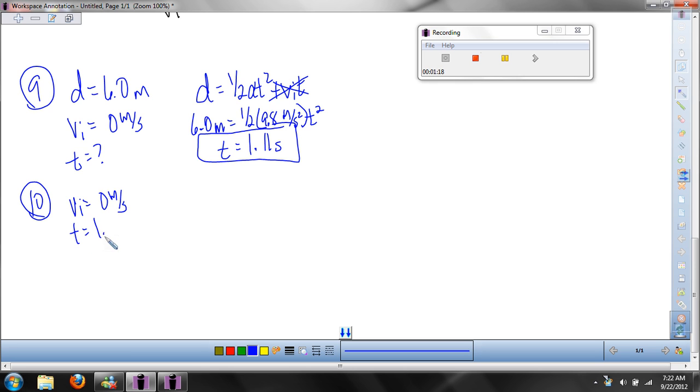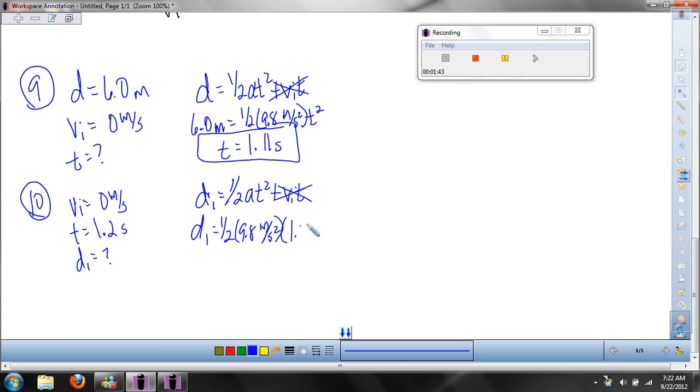And for 1.2 seconds, it covers half the distance. So let's call that d1. So let's calculate d1. This is 0. So d1 is going to be 1/2 gravity, 9.8, t is 1.2. Square that and solve for d1. And d1 is 7.06 meters. So all the way to the ground would be twice that much. So 2 times 7.06 meters would be 14.12 meters.